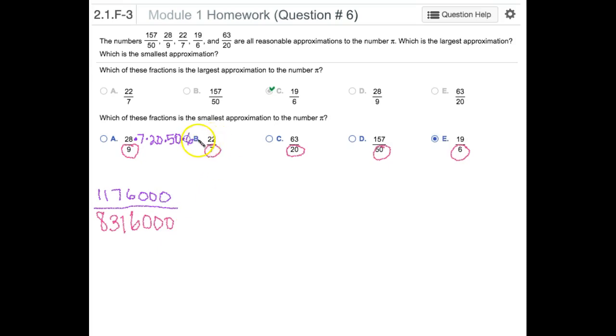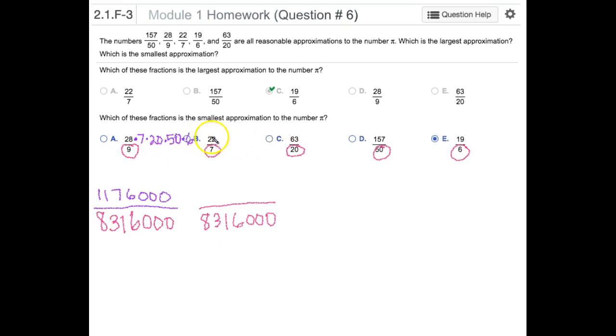So let me do one more for you. Let's do answer choice B. So in order to convert 22 over 7, in order to compare it, we need to get a common denominator. Now, we should end up with this same number in the denominator, because what we're going to do is take 7 and multiply it by the other denominators, which is the same thing that we did in part A, just in a different order. But we know that we're going to get the same final result, and so our denominator here would still be 8,316,000.